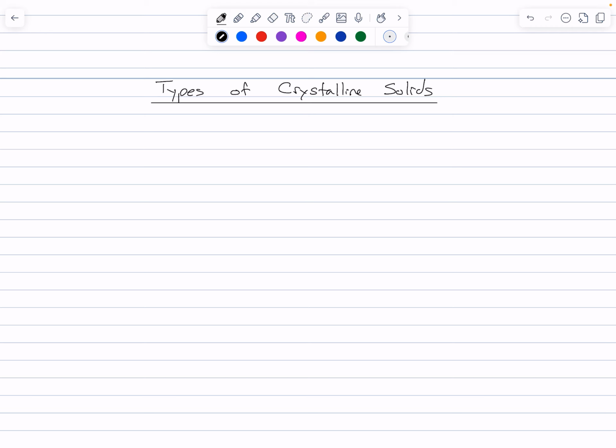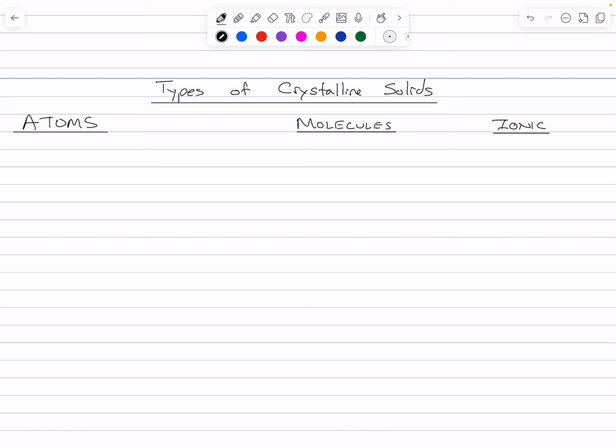So crystalline solids, let's talk about the types, right? When we look at the periodic table, what do we have? Well, we have atoms. And then atoms can combine into either molecules or they can make ionic compounds. So those are the three types of solids we can have.